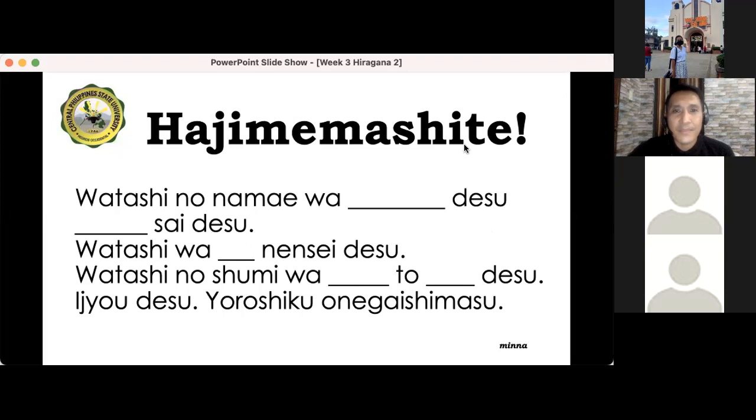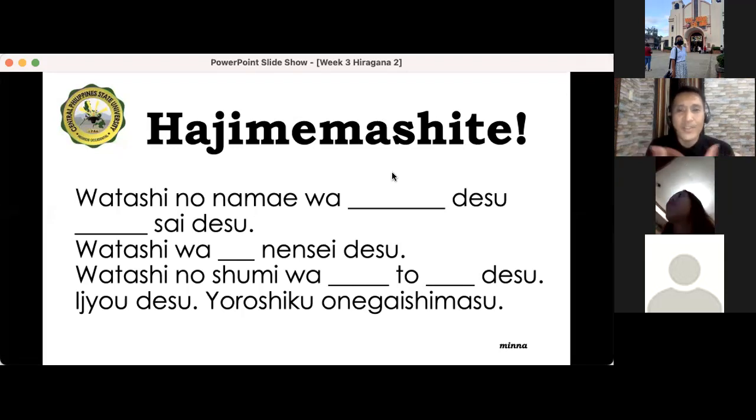Sige, sinong gustong mag-volunteer? Actually, if you don't want to speak right away, or if you don't want to say it orally, you can just type your self-introduction in the chat box. Okay, that is also one way of participating. As I have mentioned, hasai means 18, kyusai 19, nijusai means 20, nijuissai means 21, nijunisai is 22.